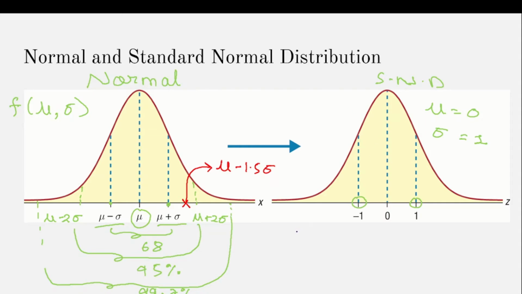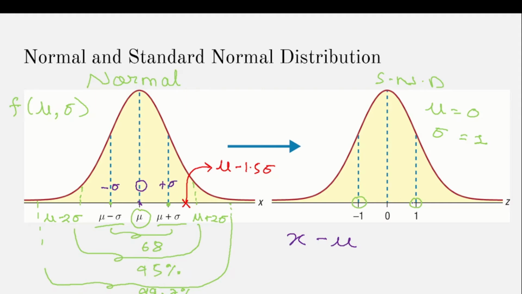If I want to convert a normal distribution into a standard normal distribution, what I can do is subtract the value of mean from all the data points. That is, if from every data point I subtract mean, then my normal distribution will get located at the origin. If I subtract mean, this point will become equal to 0, this will become equal to minus sigma, and this will become equal to plus sigma.